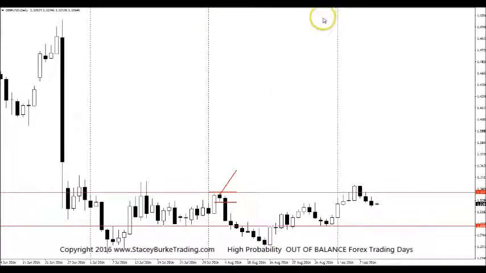So be aware of the initial balance. Look for the out of balance days as the highest probability for either continuations or reversals. And if you're not sure, if you want to read more of that, get Dalton's book, Market Profile. Excellent information on time price opportunities.